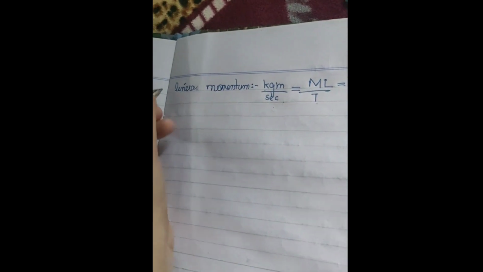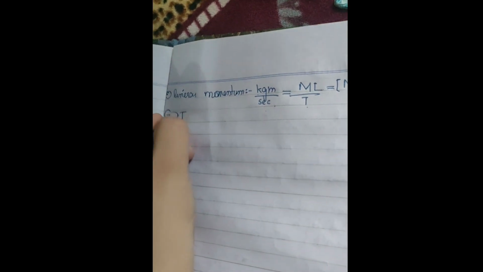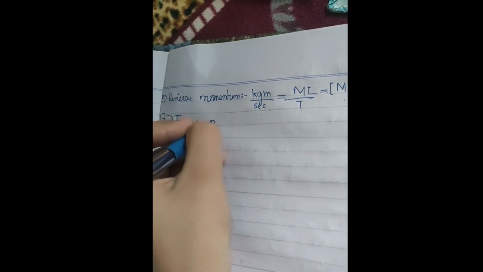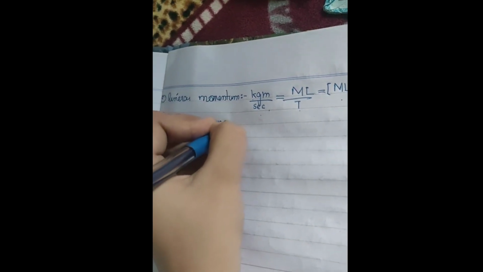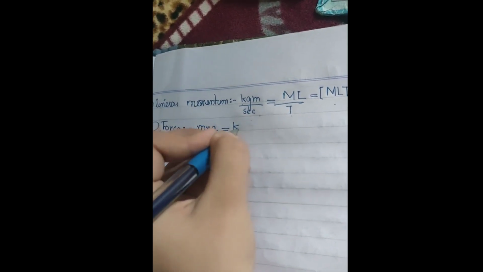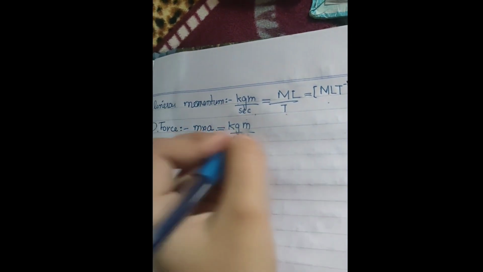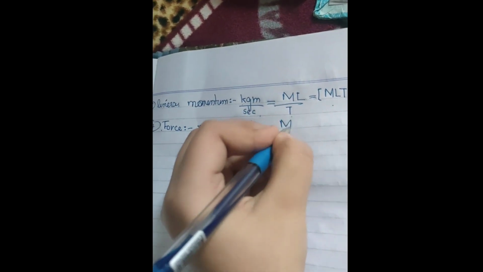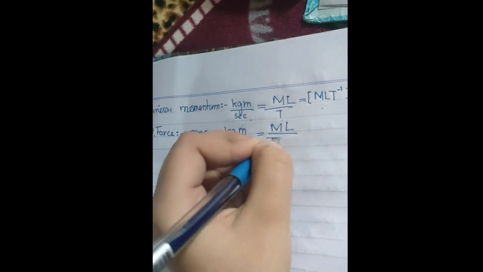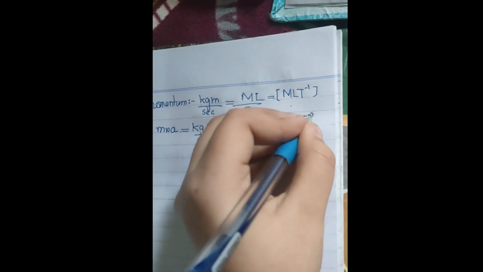And for number 7 we have force, and the force is equal to ma. So the unit is kilogram meter per second square, so kilogram is M, meter is length L, second is T^2, equal to MLT^-2.